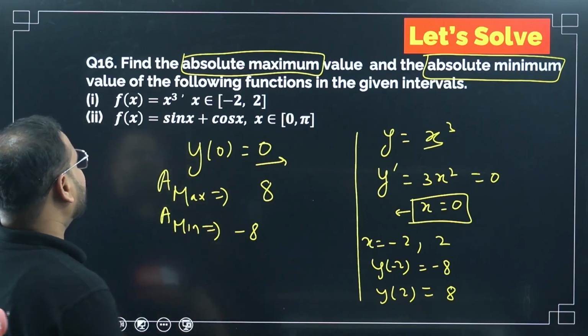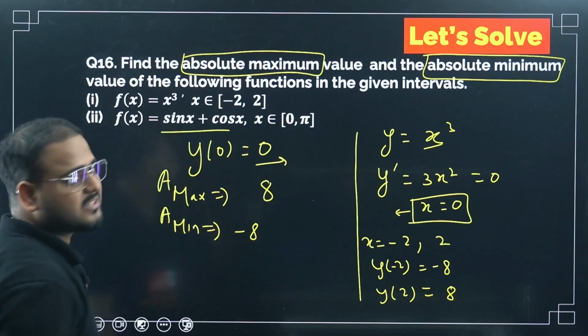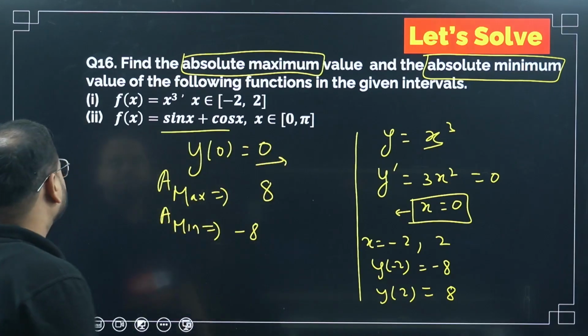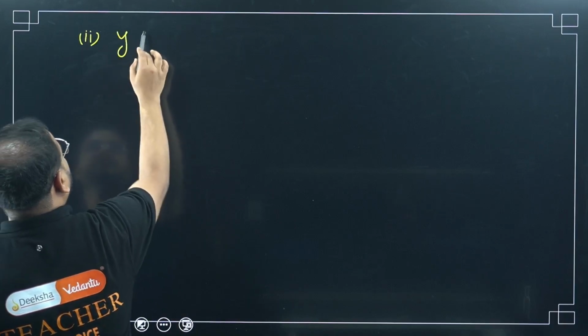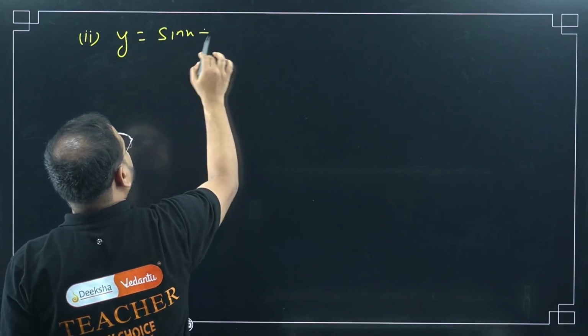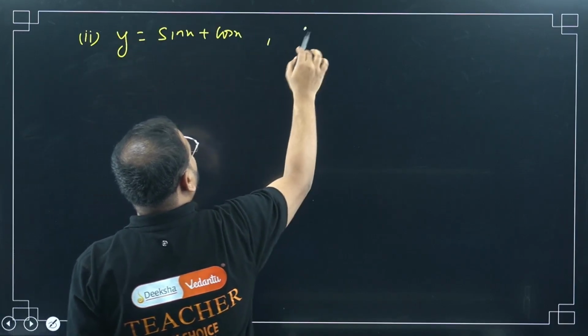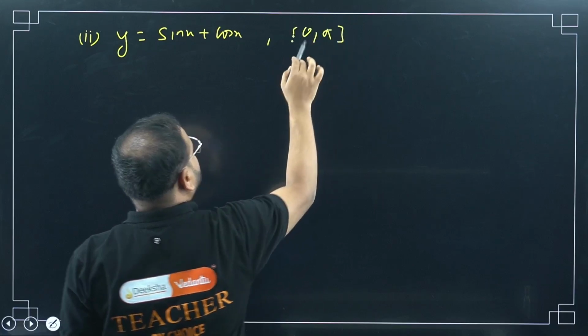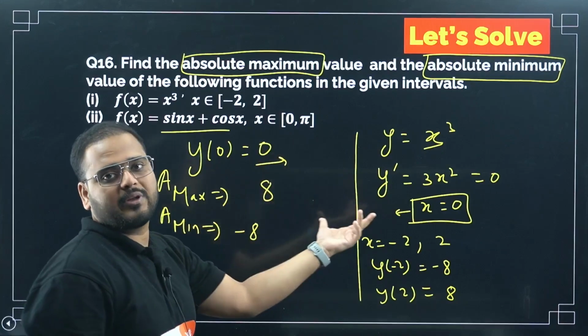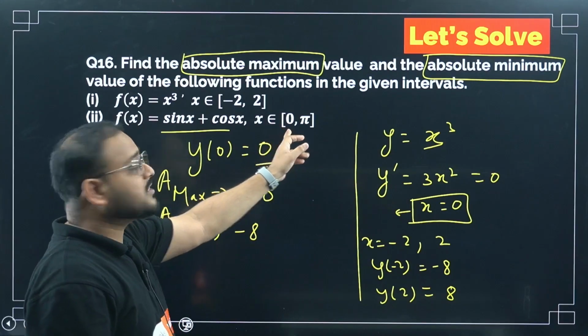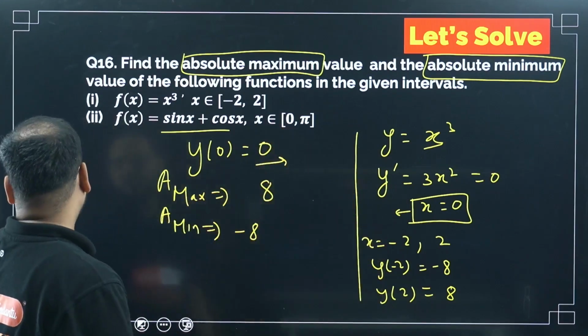Question number 2, sin x plus cos x. The function is given as sin x plus cos x in 0 to pi. You'll see this, good question. Y equals sin x plus cos x in the domain 0 to pi. Both closed means there's a meaning to it. If this is open, then it is a meaningless condition. But there's a closed interval, means we have to use the end points also.